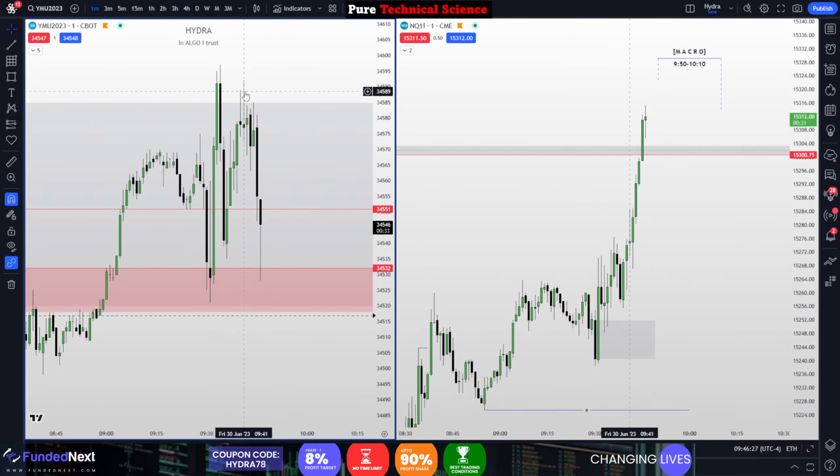Suppose it's sold here, I believe price will reach here again. Suppose you bought here, price will come back to this level again, and it's basically consolidating inside the daily BPR.